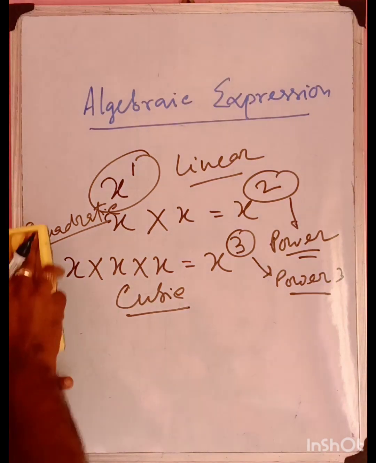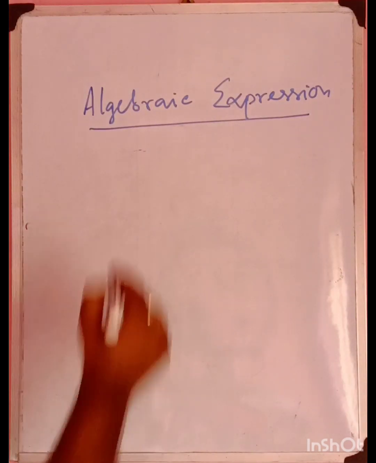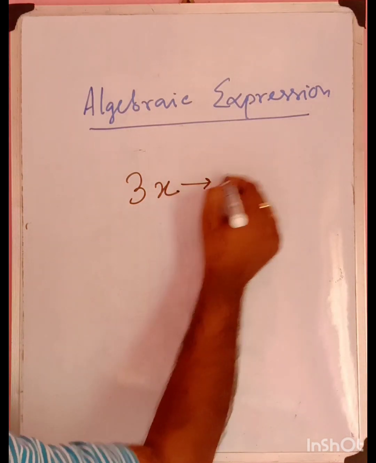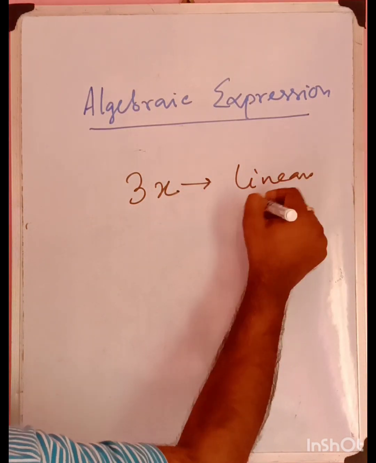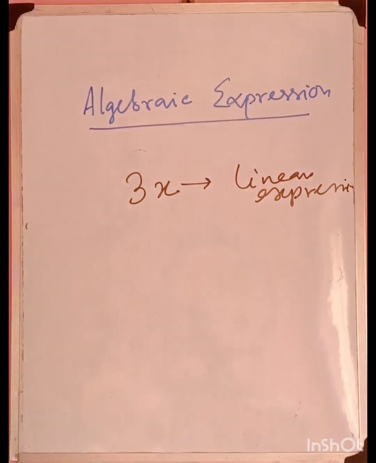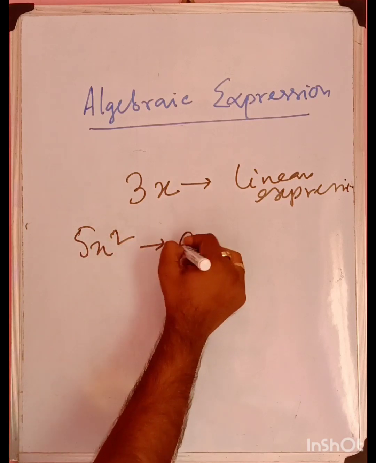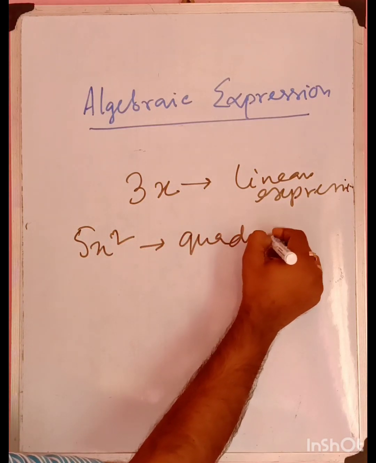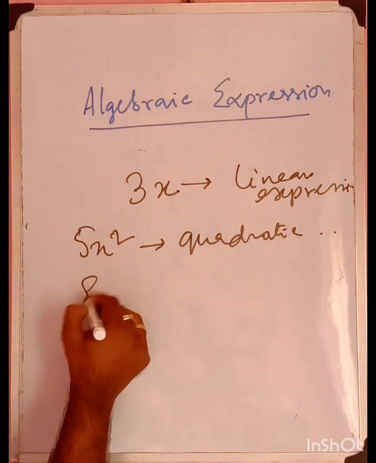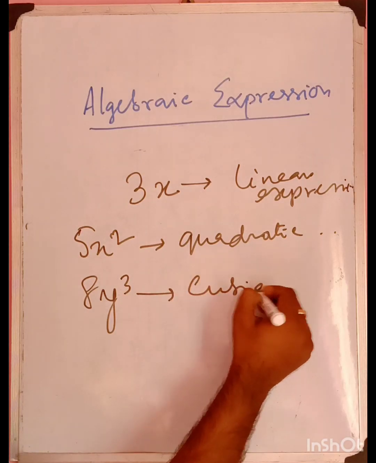So if there is an expression like 3x, this is a linear expression. Got it? If it is 5x square, this is quadratic expression. If this is suppose 8y cube, this is cubic expression.